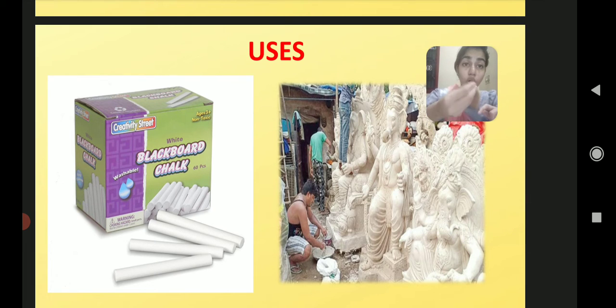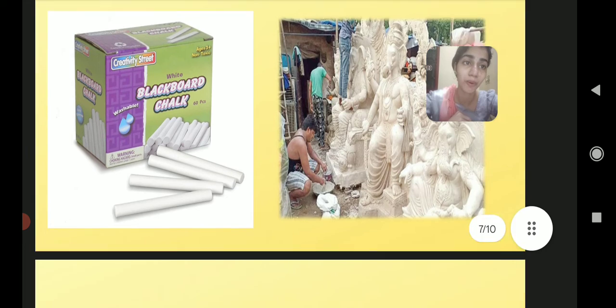So the chalk, the blackboard chalk, which is very famous. All of you would have used chalk, right? The chalk that you use for writing on your boards is all made up of this plaster of Paris only. And for plastering, and you can see the statues, beautiful statues made, right? All these statues are made using the plaster of Paris powder.